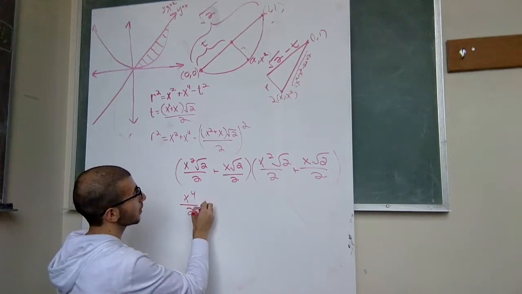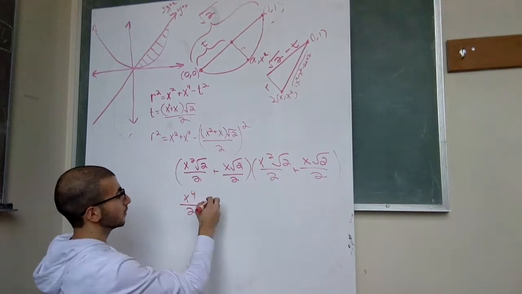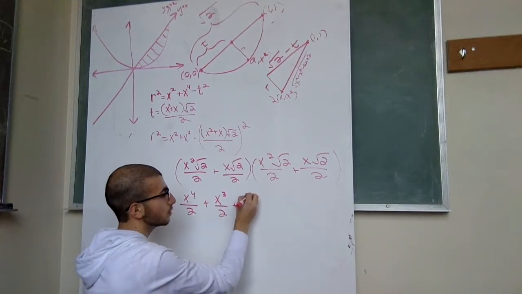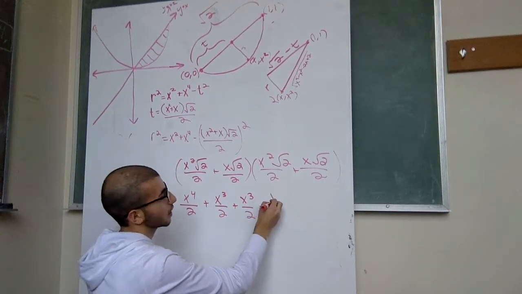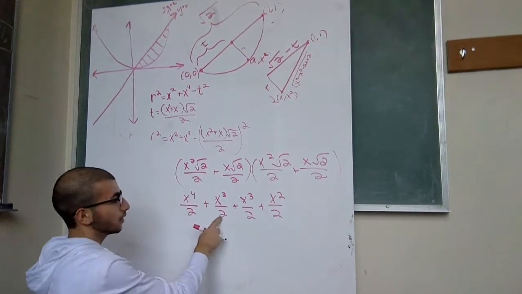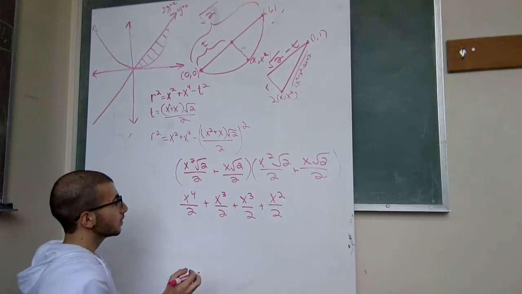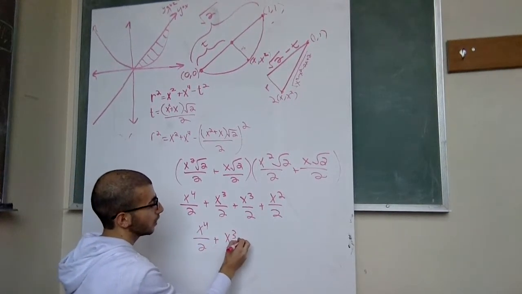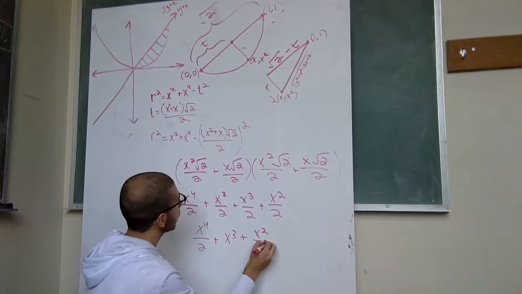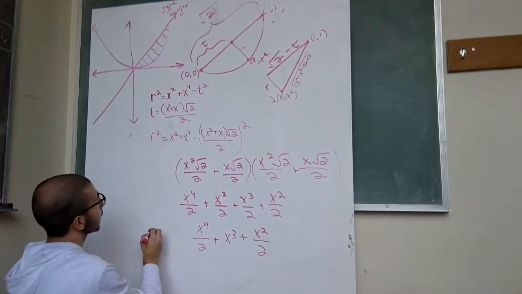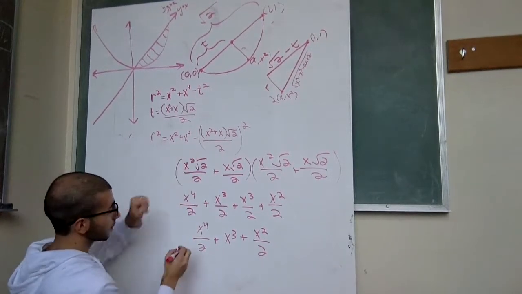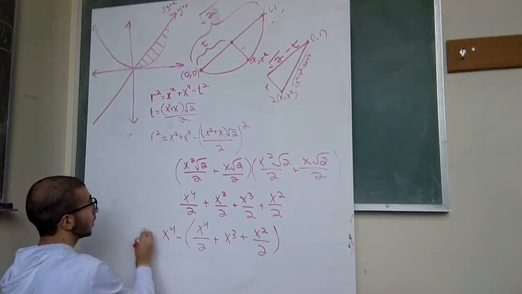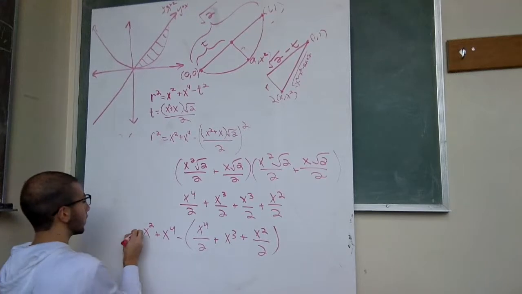And then the same thing is going to happen with the x squared and the x, however it's going to give you x cubed over 2, plus another x cubed over 2, plus an x squared over 2. These two halves will join to make one whole x cubed, so it's going to be x to the fourth over 2 plus x cubed plus x squared over 2, and then that's going to go in for here, so that's all going to be a negative, and you're going to have an x to the fourth out here, a positive x squared out here as well, and that's all going to equal your r squared.